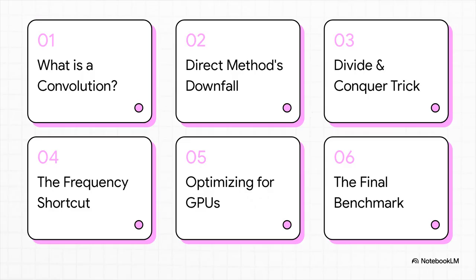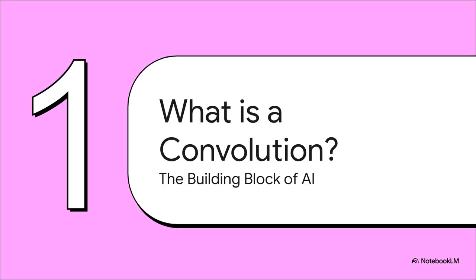All right, so here's the plan for our quest. We'll start with the absolute basics. Then we'll introduce the villain of our story, a painfully slow algorithm, and from there, we'll uncover all the clever tricks and eventually the ultimate breakthroughs that give us the speed we so desperately need. So, to kick things off, let's get a real handle on this core concept.